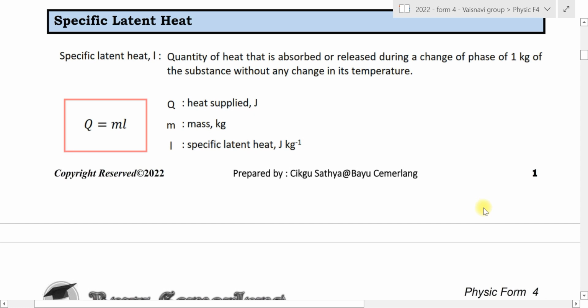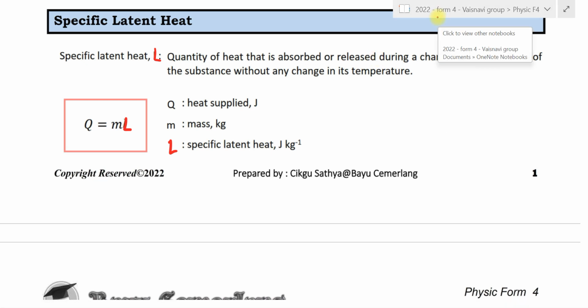Now, back to specific latent heat. The symbol for specific latent heat is L. If you don't like using small l, you can use capital L. It doesn't matter, it's just a notation. Because when I was in form 4, I usually wrote it like this, since sometimes this looks like an I to me. Okay, it doesn't matter. It's just a notation. It is the quantity of heat that is absorbed or released during a change of phase of 1 kg of substance without any change in its temperature.